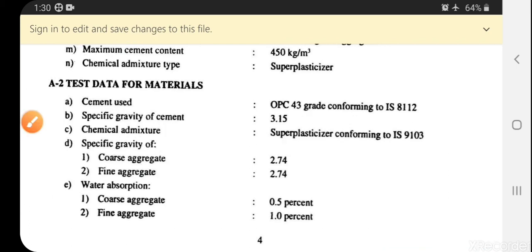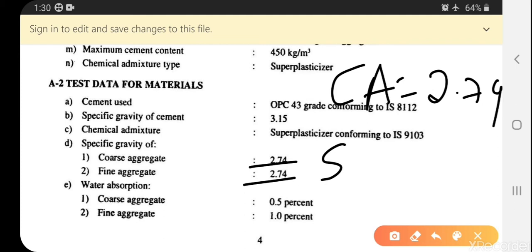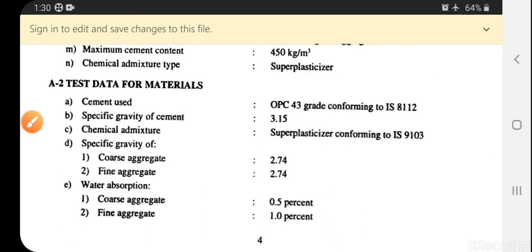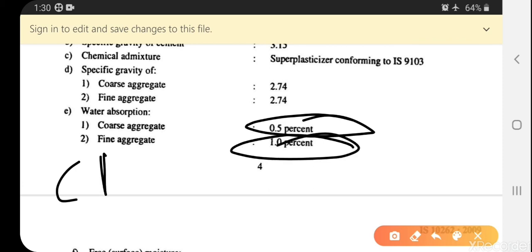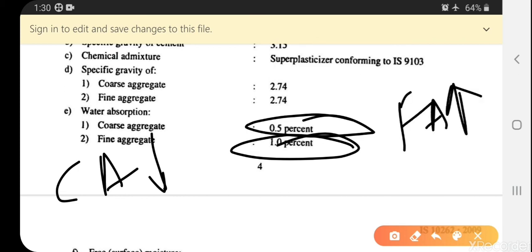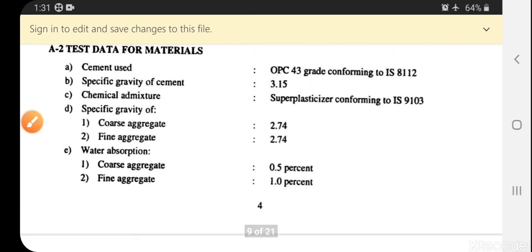Next, specific gravity of the coarse aggregate is 2.74 and fine aggregate is also 2.74. Next, water absorption. Water absorption is 0.5% for coarse aggregate and 1% for fine aggregate. Obviously, coarse aggregate has lesser water absorption, and fine aggregate has a higher water absorption percent. This one is half of the fine aggregate. These are the data already given in the examination. Also, they should give these data.